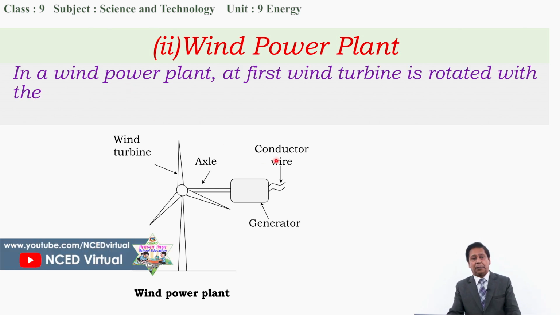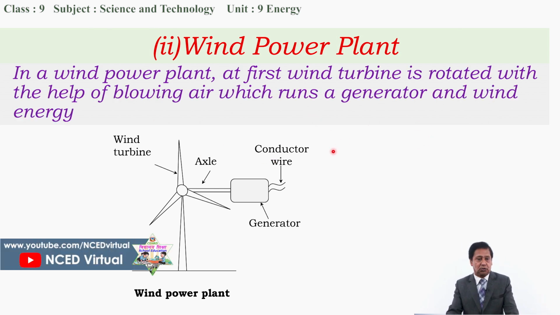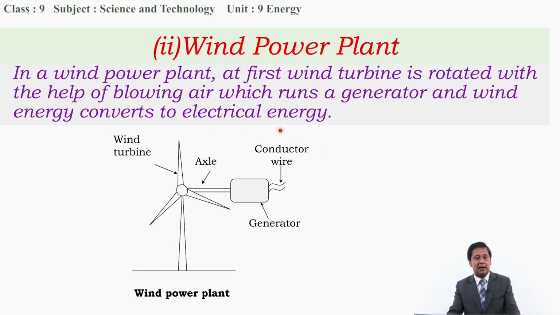In a wind power plant, at first the wind turbine is rotated with the help of blowing air, which runs a generator, and wind energy is converted to electrical energy.